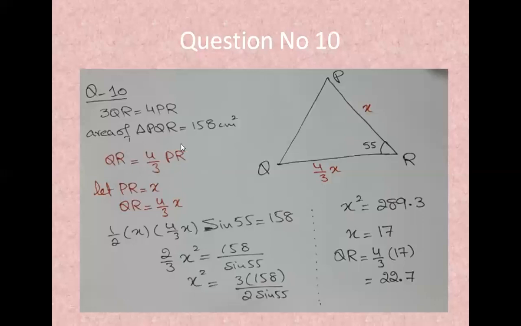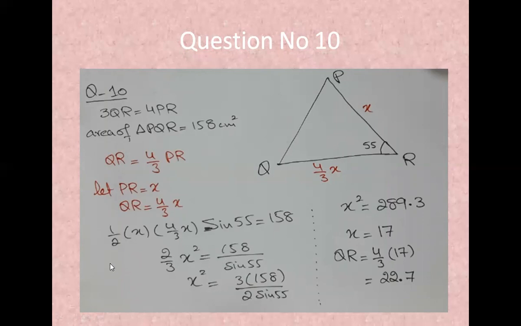So suppose that this statement is given. Suppose that PR is x, then QR will be 4 by 3 x. I'm just supposing it so that the task is easier. So the area of this triangle will be 1 by 2 into this side into sine of 55. And you see, 1 divided by 2 into x into 4x by 3 into sine 55 is equal to 158. So here you will have x square. When 1 by 2 multiplies with 4 by 3, it will become 2 by 3 x square.